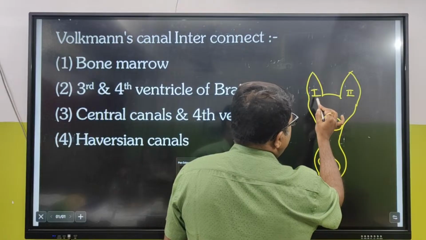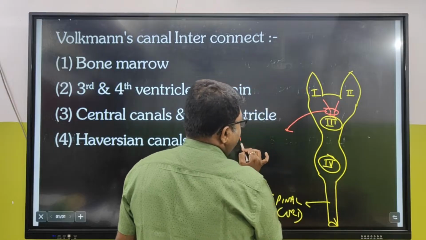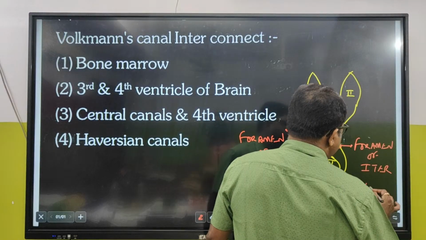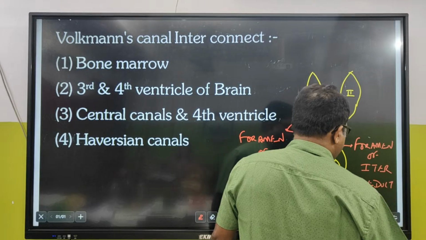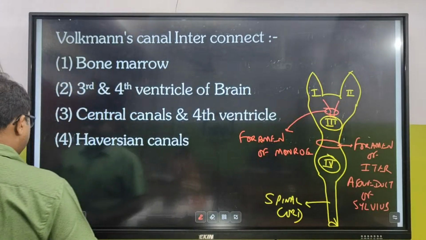The two lateral ventricles, 1 and 2, are connected with the third by a foramen. Very good, the foramen of Monroe. The third is connected with the fourth by another foramen. What is the other term for that? The aqueduct of Sylvius, also called the foramen of Iter. Very good. Next.